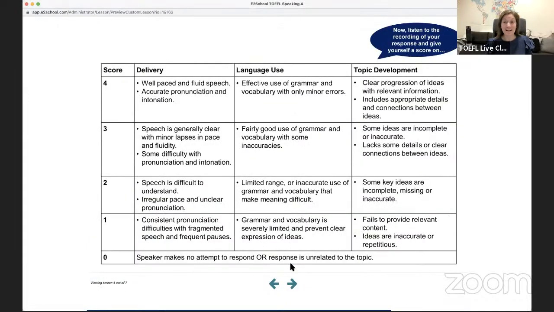All right, so now give yourself, let's say, 2 minutes. So listen back to your recording and then give yourself a score. And remember that your delivery could be a 2, but your topic development could be a 4. Each of these bands can be different. So give yourself a score, be fair, but be nice, be kind to yourself.